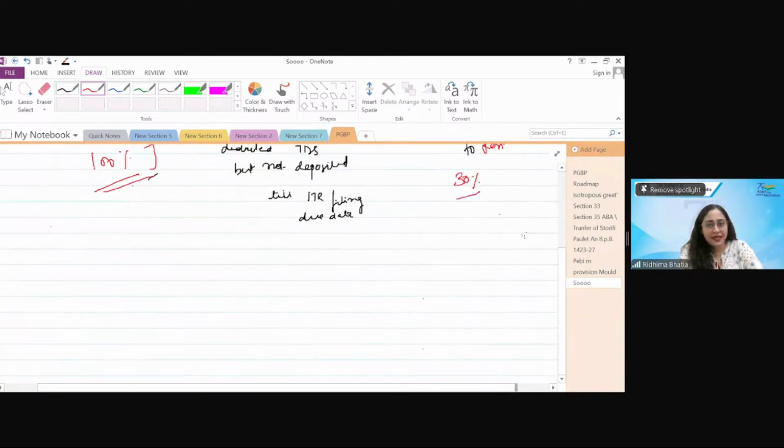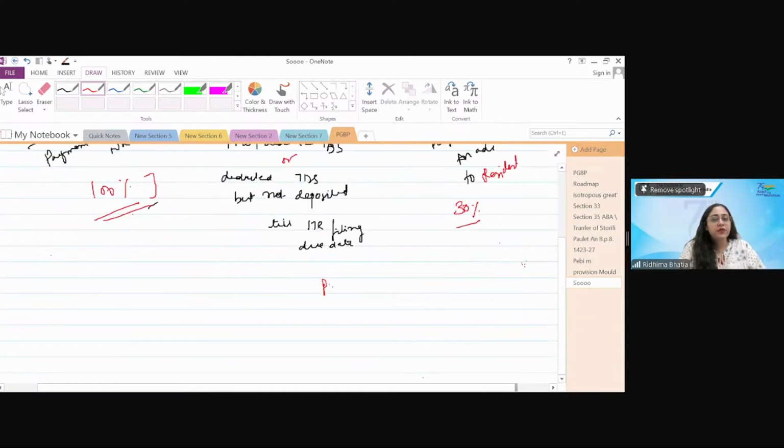So suppose for this rent, for previous year 24-25, 5 lakhs ka rent, okay? But I did not deduct the TDS on it. So what will happen in this particular year, there would be a disallowance of 1,50,000 and I'm filing the return for my assessment year 25-26.